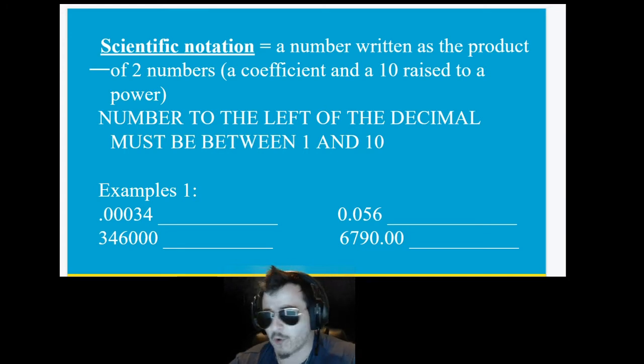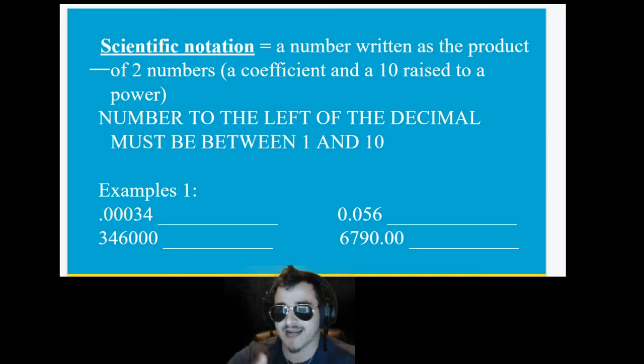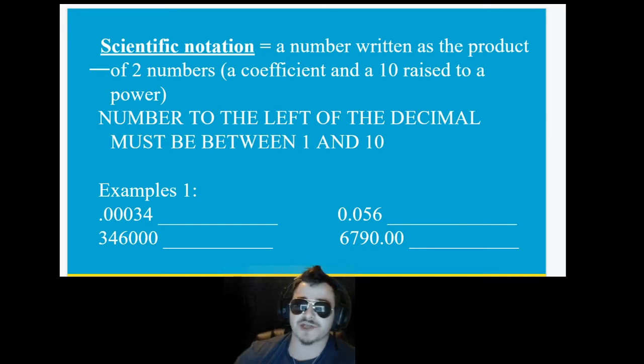Now, very, very important, the number that is written to the left of the x, the multiplication, the times 10 to the whatever you're doing with scientific notation, must be between 1 and 10, okay? Including 1, not including 10. It must be between 1 and 10.